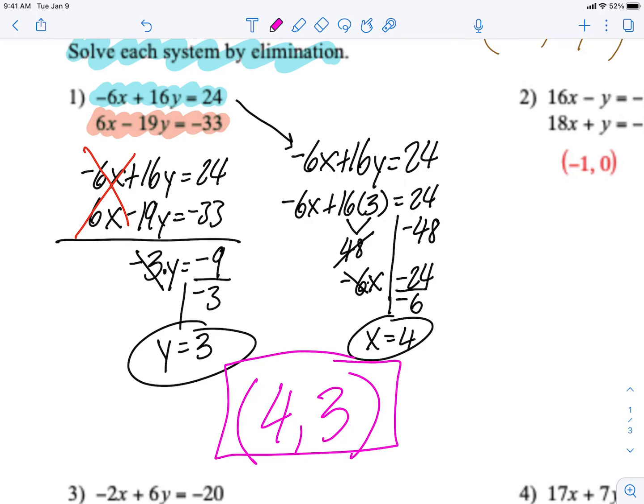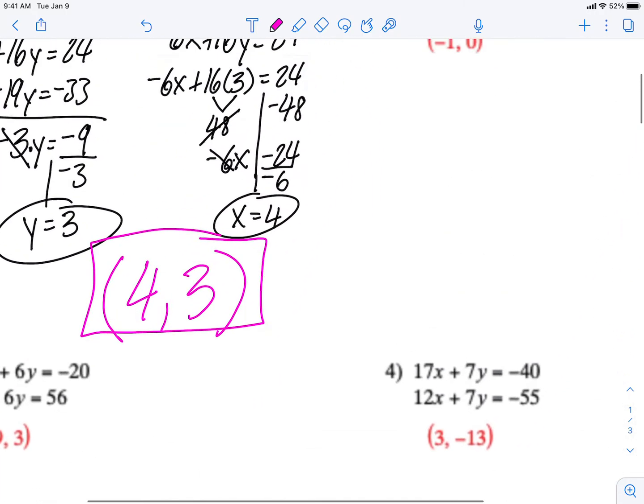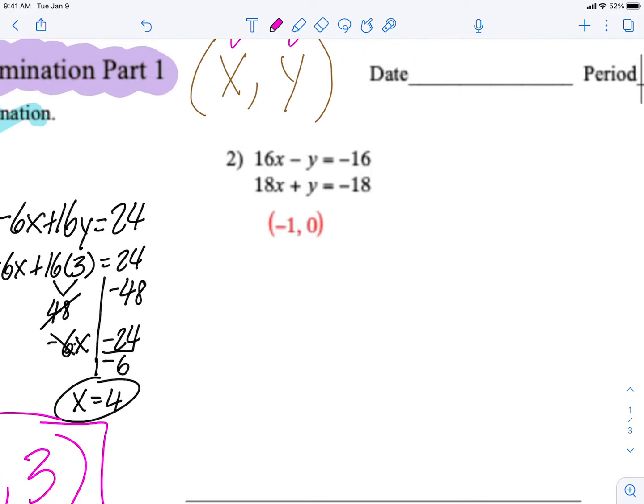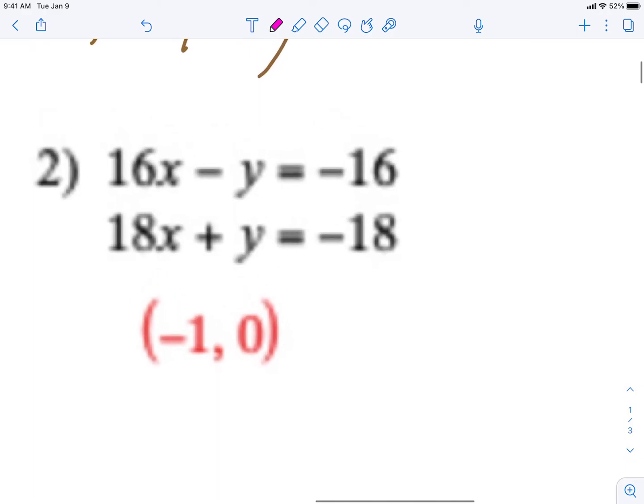Again, all of these problems are the ones where something is going to eliminate immediately. Make sure you pause and rewind in case you need any clarification. Okay. Next.